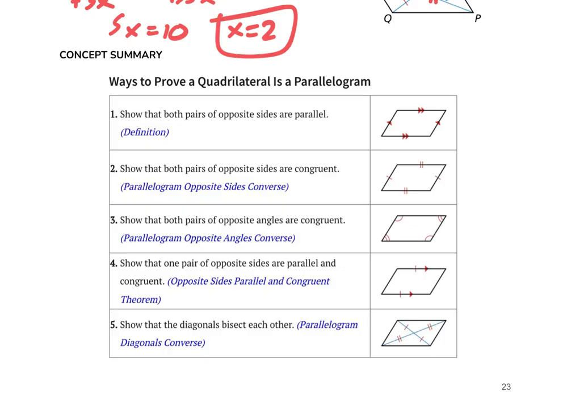Now, where would this come into play? So this last page here, if you were using the actual name, it would be this guy right here. The opposite sides parallel and congruent here. Okay, and it's going to be one of those drag and drop things that we've seen the last couple of lessons.